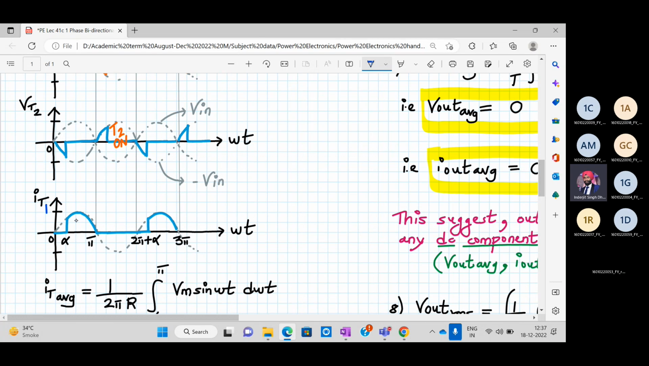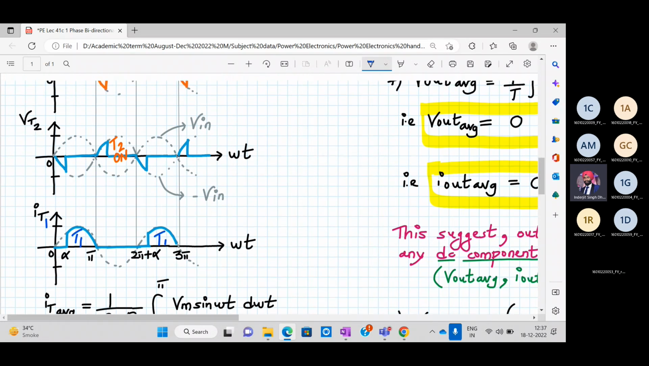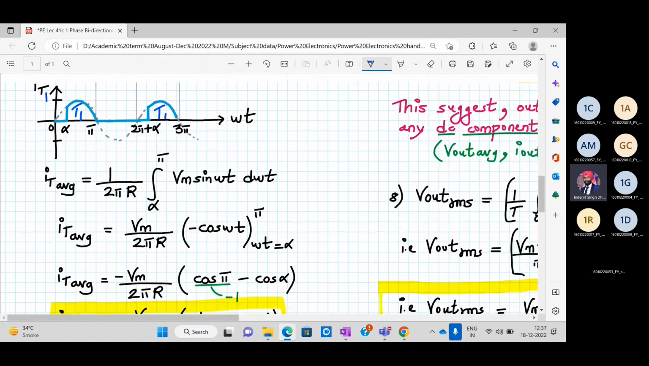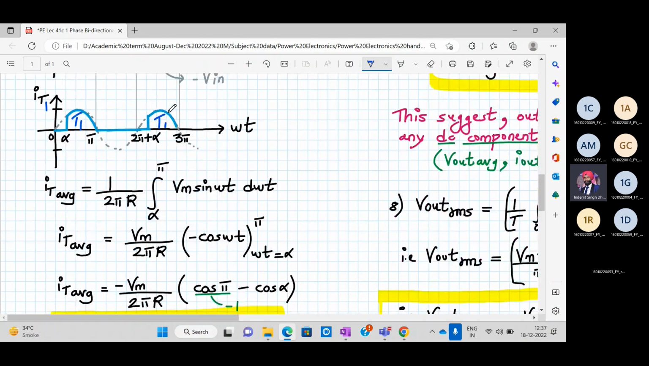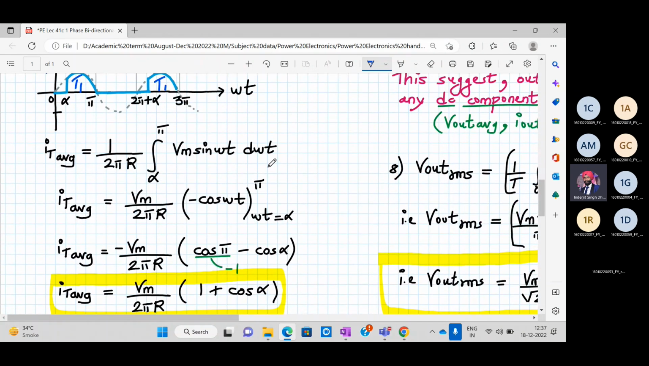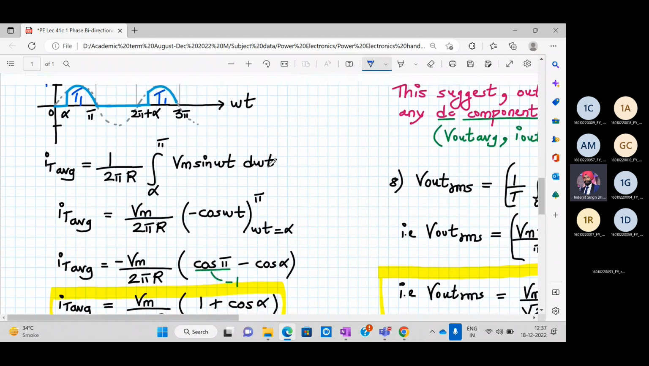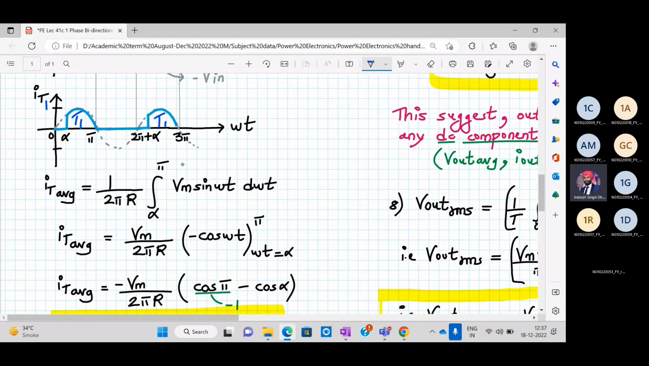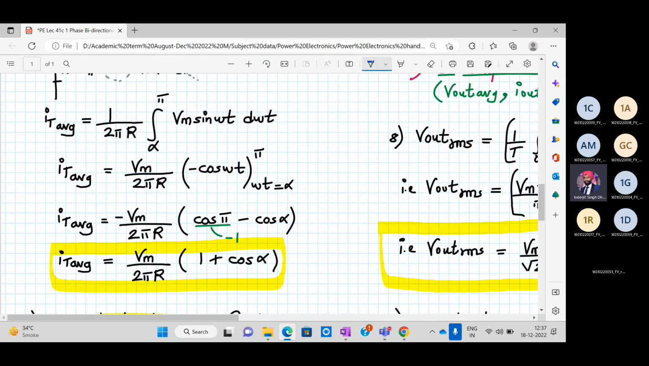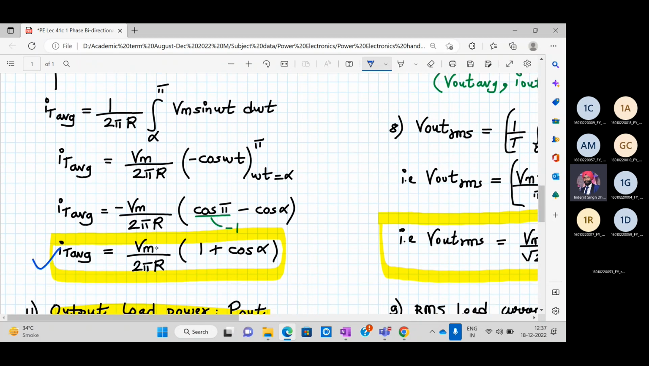The current will only flow when your SCR is on. So T1 is on over here, T1 is on over here. So it will only flow whenever the particular SCR is on. If you have to derive this formula, this is similar to a half controlled converter, right? So here the limits can be from alpha to pi, because if we consider 0 to 2 pi, pi to 2 pi is 0, because current is 0. So you consider alpha to pi, and it's pretty easy. The expression comes out to be Vm upon 2 pi R into 1 plus cos alpha.